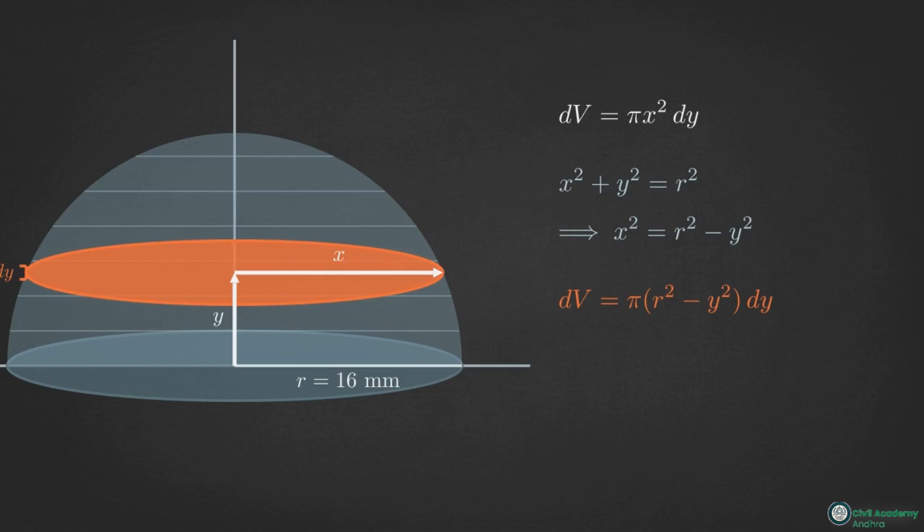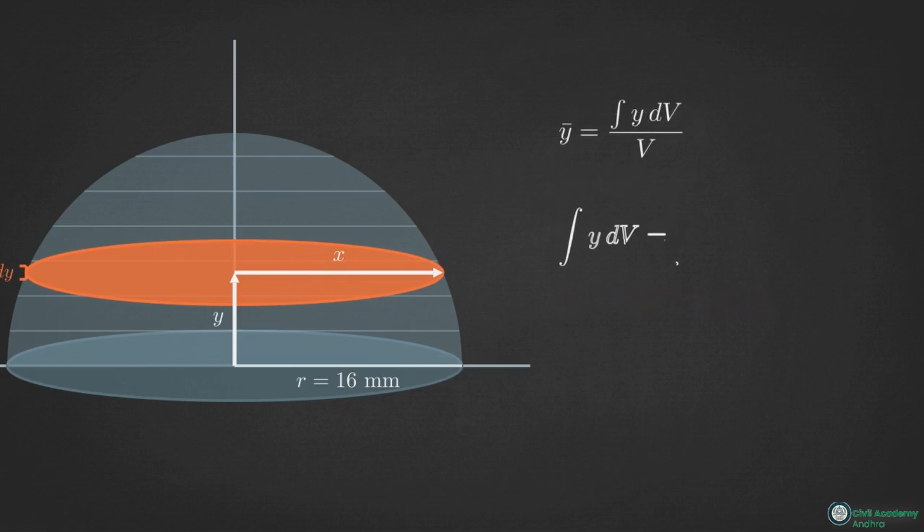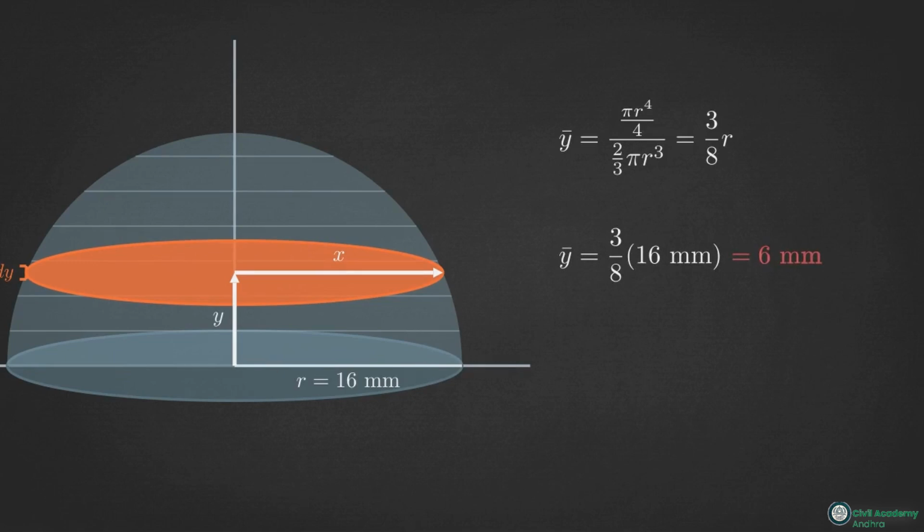We substitute the geometric relationship, x squared equals r squared minus y squared, into our integral. We then integrate the moment of volume from the base up to the full height of the radius. The integration reveals that the center of gravity for a solid hemisphere is 3/8 of the radius. For our 16 millimeter model, the balance point sits exactly 6 millimeters above the base.